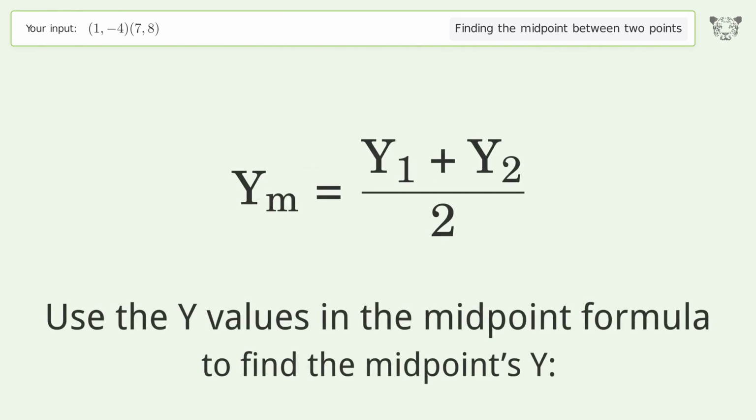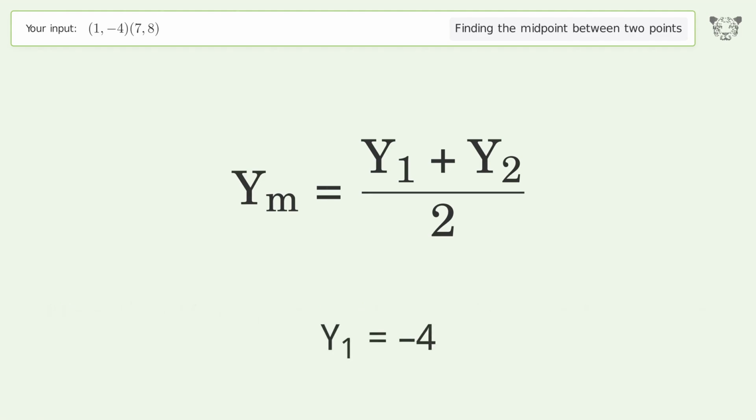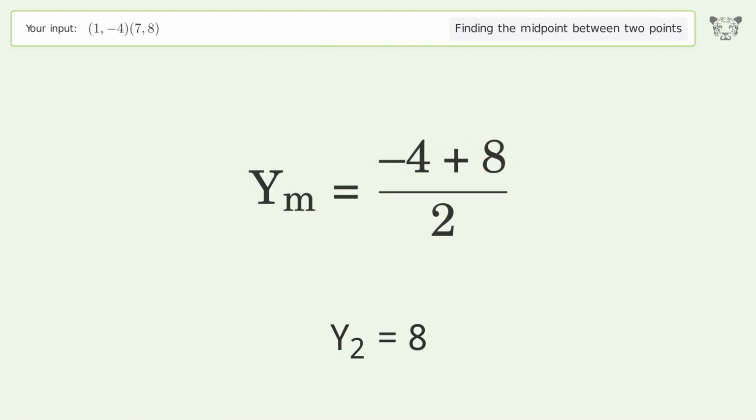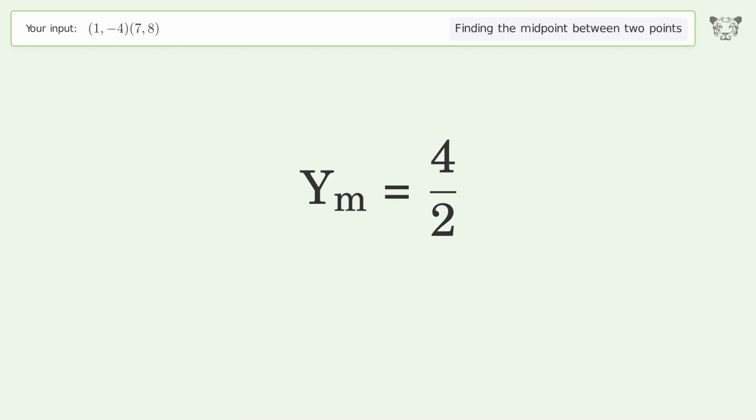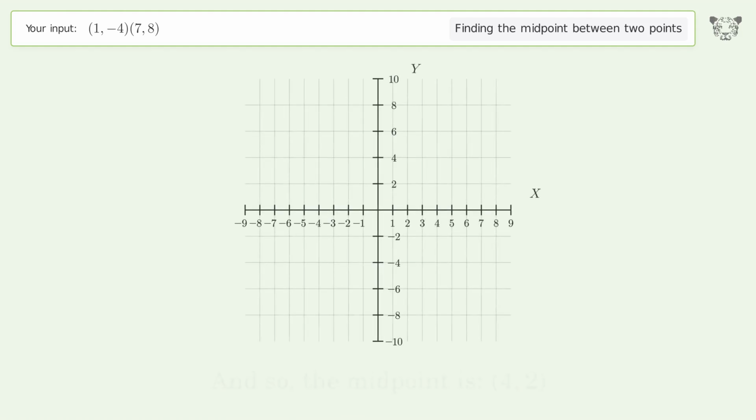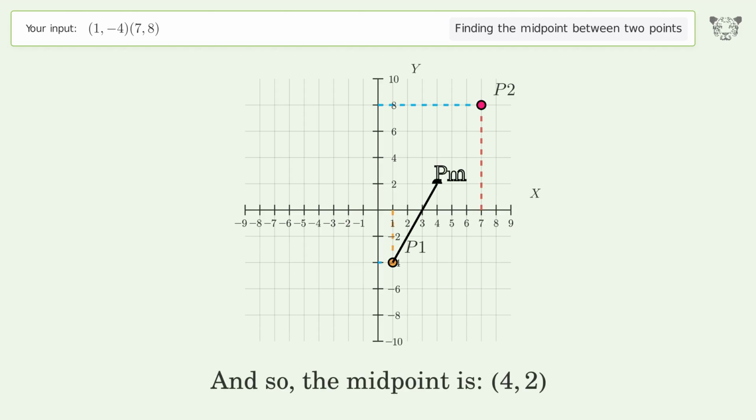Use the y values in the midpoint formula to find the midpoint's y. y1 equals -4. y2 equals 8. Simplify the arithmetic. And so, the midpoint is 4, 2.